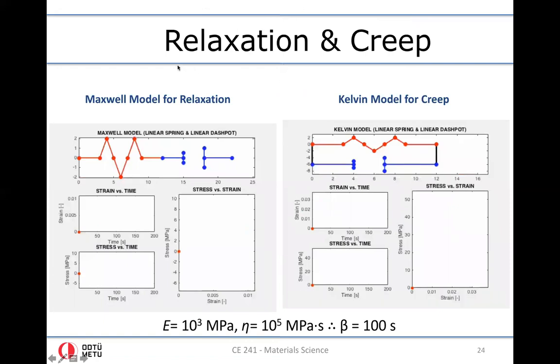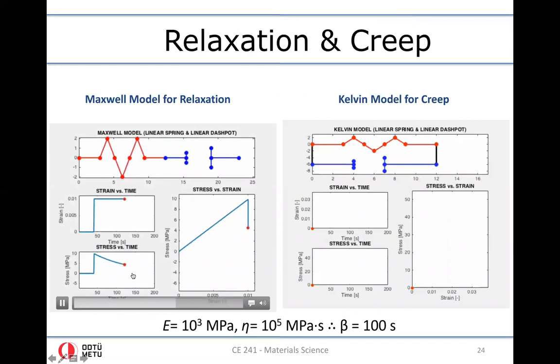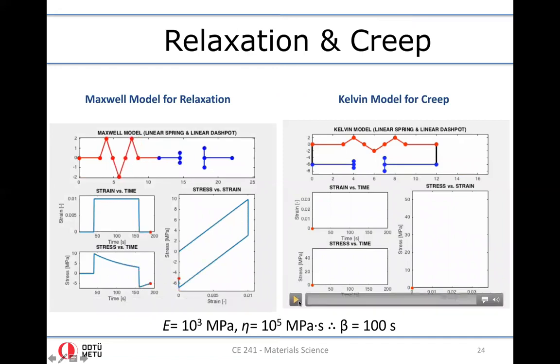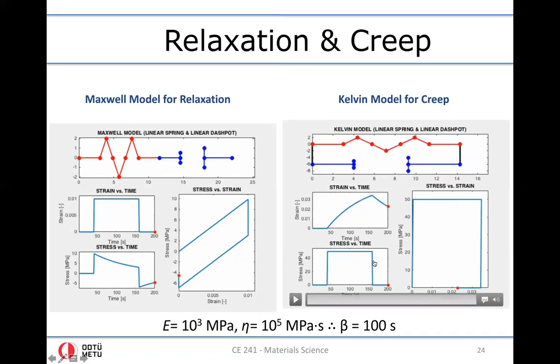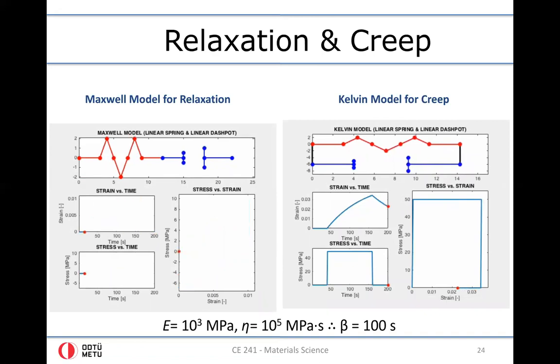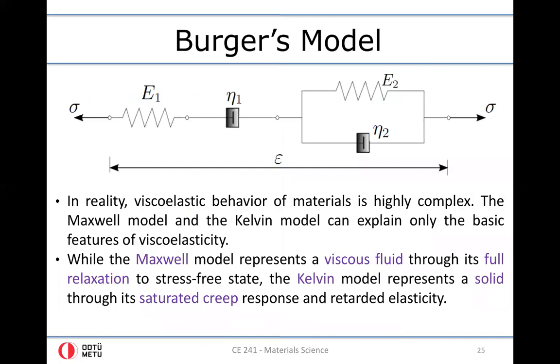In general, when we talk about relaxation and creep, we consider the Maxwell model for relaxation experiments, where we have exponential response, and the Kelvin model for the creep response. So in creep, we can combine these two material models to generate what we call Burgers' model. In Burgers' model, we have the Maxwell model serially connected to the Kelvin model.